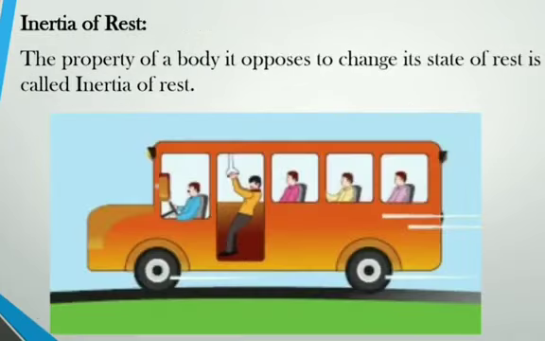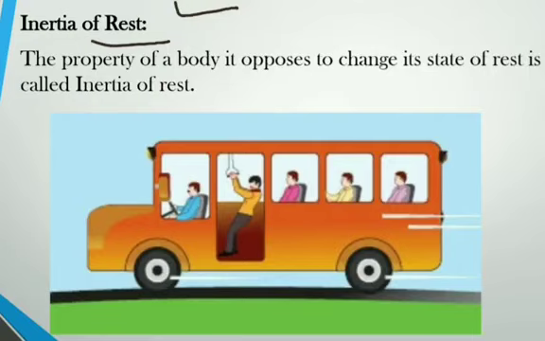Inertia of rest. So, if the body is in a state of rest, it remains in a state of rest only, until a sudden change in state from rest to motion happens. Then it offers some opposition to that change in state of rest, which is known as inertia. Example, you can observe here.